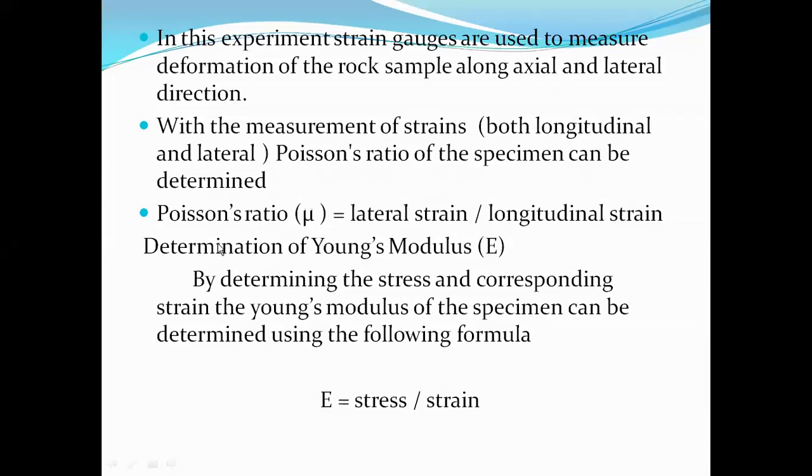Okay. Next, the determination of Young's modulus. As I said, we know the stress and we know the strain, so we can pretty much determine the Young's modulus. And upon determining the Young's modulus and using the Poisson's ratio, we can determine the other moduli of elasticity, like Young's modulus, rigidity modulus, and the bulk modulus. So the other two moduli of elasticity also can be determined by performing this experiment.